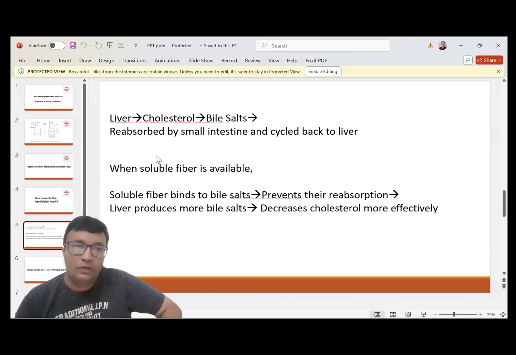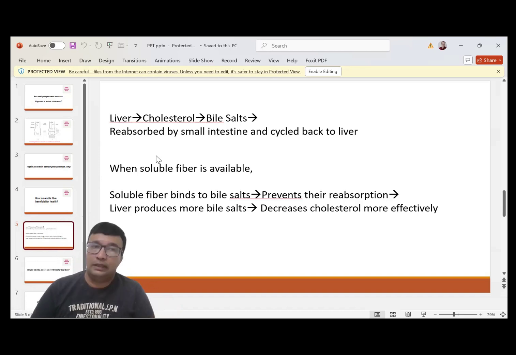Okay, so we know that liver will produce bile salts to metabolize cholesterols. And once cholesterol is metabolized, bile salts are reabsorbed by the small intestine and they are cycled back to liver. Okay. So ultimately, cholesterol in liver is converted into bile salts. This is the normal metabolism.